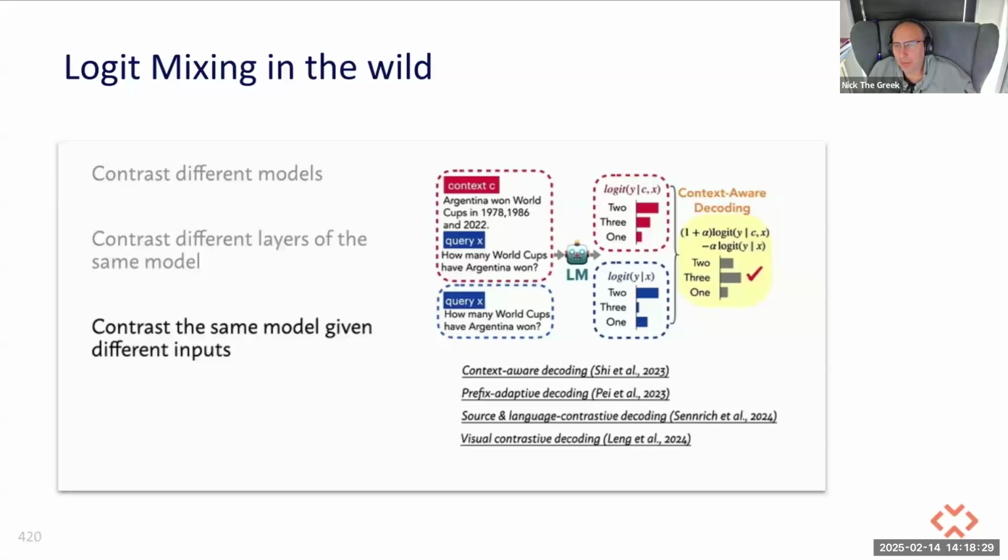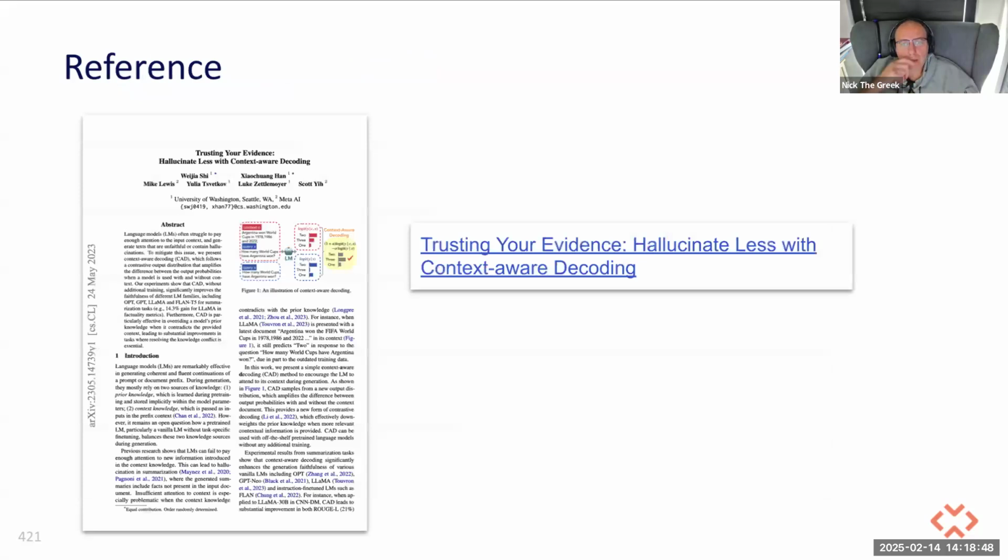Like when you say the word "in" it means something for a language model, but maybe the word "in" for an assistant means Microsoft Word, and that's a very specific behavior you need to have. So yes, hallucinating less with context-aware decoding, and that's the reference.